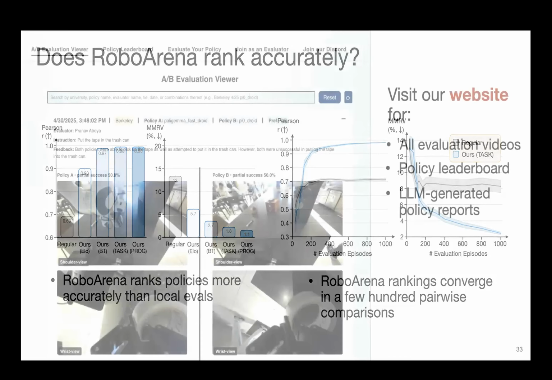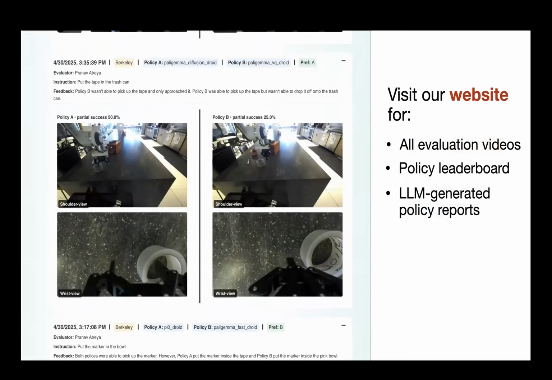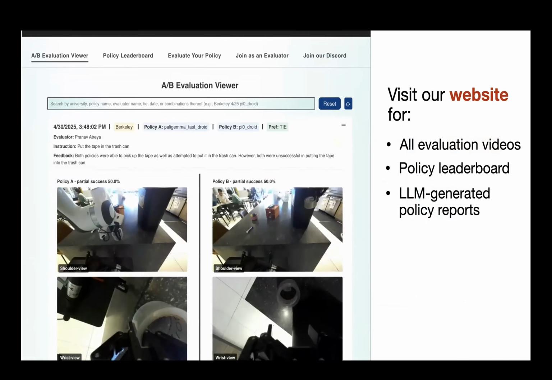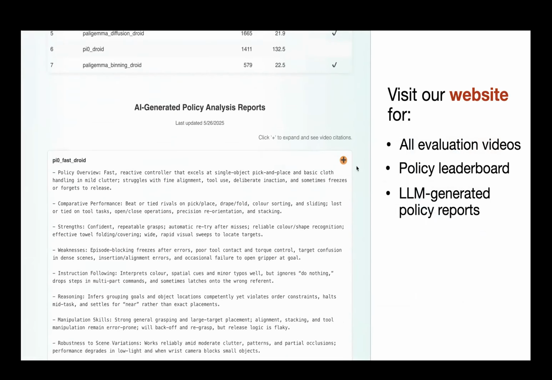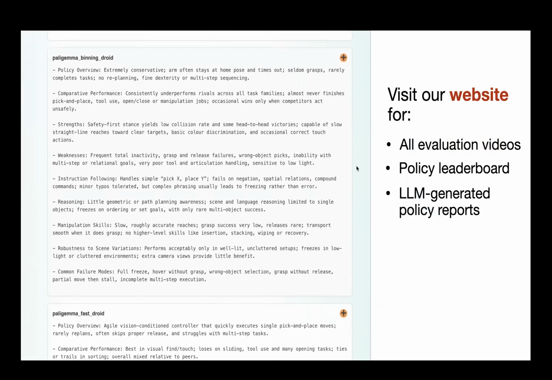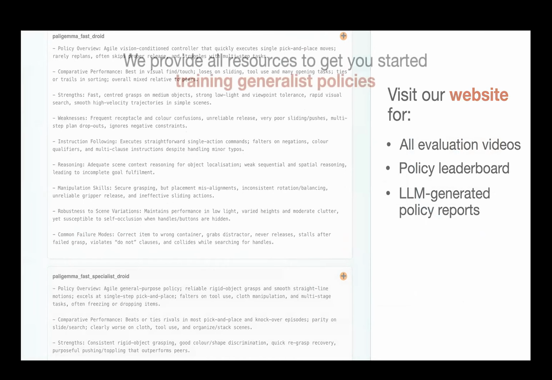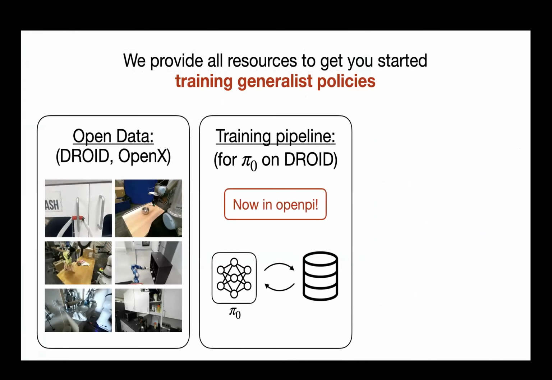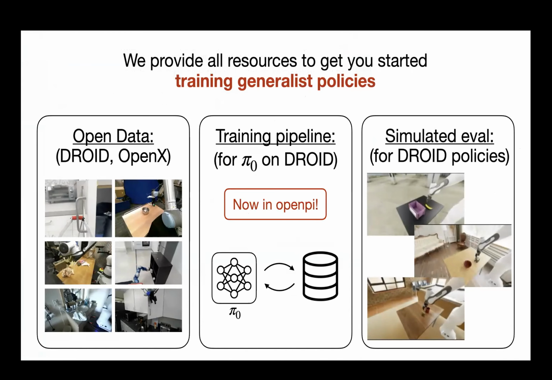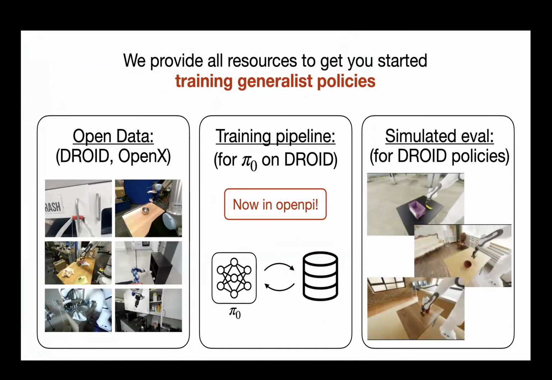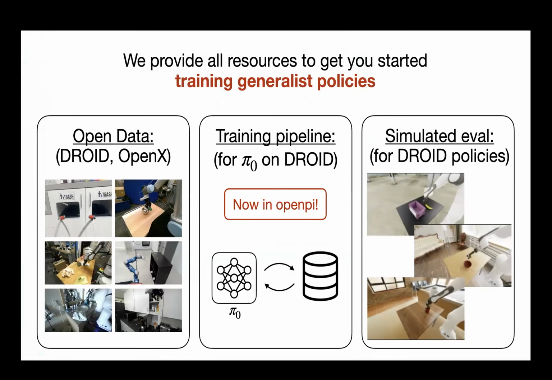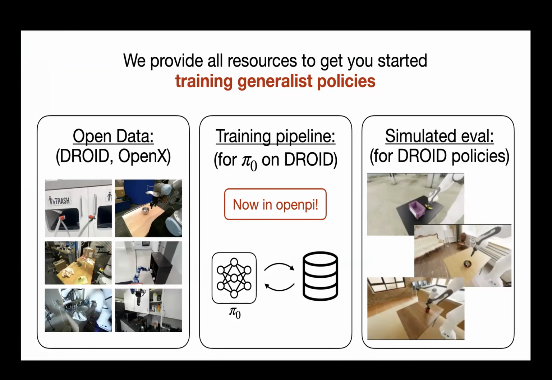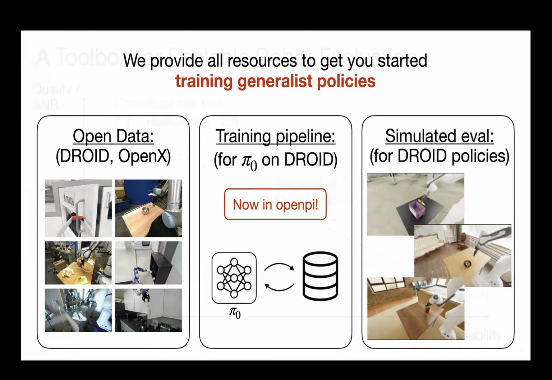I need to wrap up, I think. I want to encourage you to check out this project. I think it's a great way of trying to evaluate policies at scale. We have leaderboards, videos, and summaries of how the policies perform on our website. We also have all the resources to get you started. As I mentioned, there are open source datasets and open source hardware platforms that you can use today. And so I hope this is a really easy way for people to train generalist policies and then also evaluate them quite comprehensively and fairly.